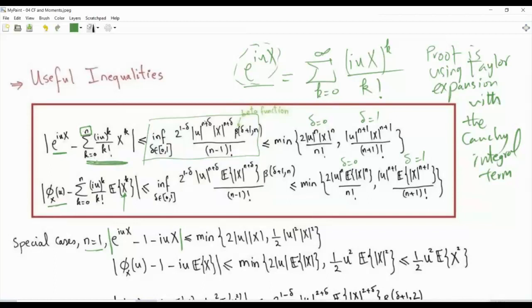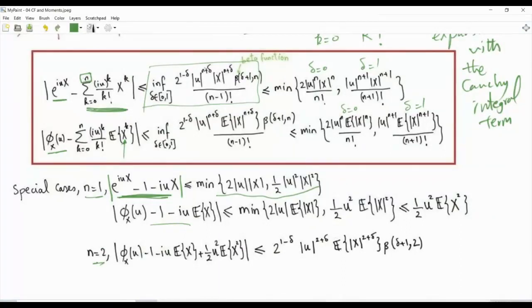And so now, if n is equal to 1, then basically we are upper bounding the difference between e to the iux and 1 plus iux. So if we go to this term here, just put small n equals to 1, and you will get this upper bound. And this is if you apply the second inequality, which again is like the first with taking expectation.